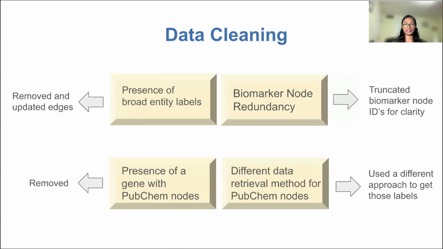And in order to ensure that the data upon which the KG would be made was accurate, we went through some rounds of data cleaning with the biomarker data. And some issues that we found were broad entity labels in the anatomy nodes and multiple biomarkers being linked to multiple IDs, which could be confusing for users, so we decided to collapse these nodes. There was also a gene among the PubChem nodes that we removed, and retrieving the labels for the PubChem nodes required a different approach.